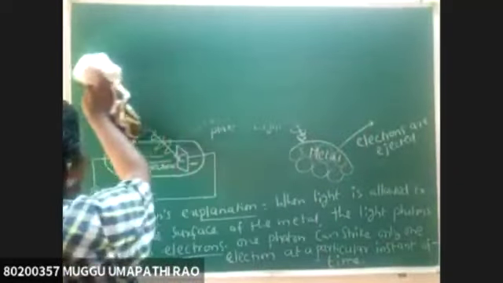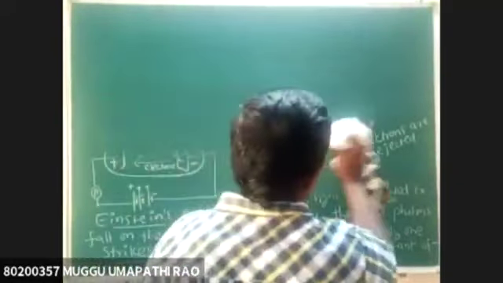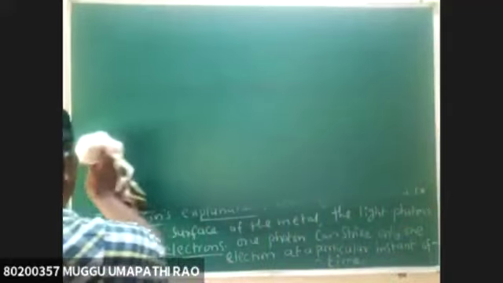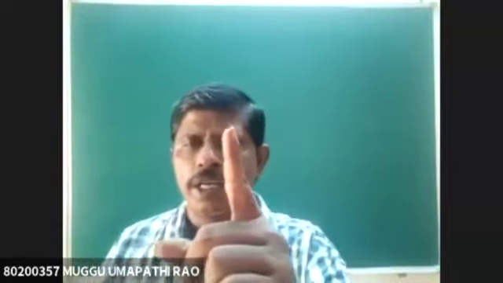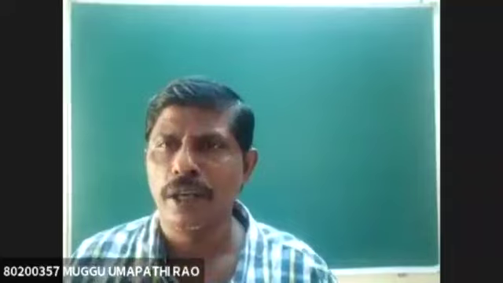Now we are going to know about Einstein's explanation for the photoelectric effect. One photon can strike only one electron at a given instant of time. For example, like this.